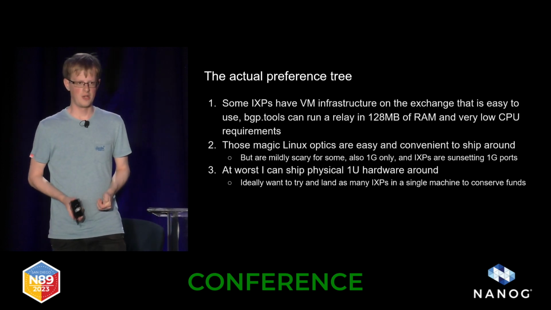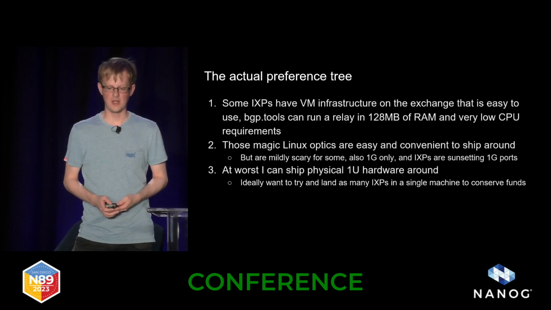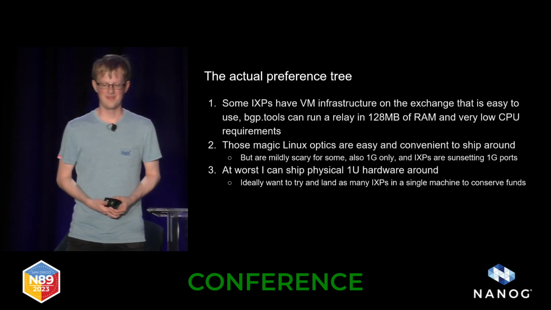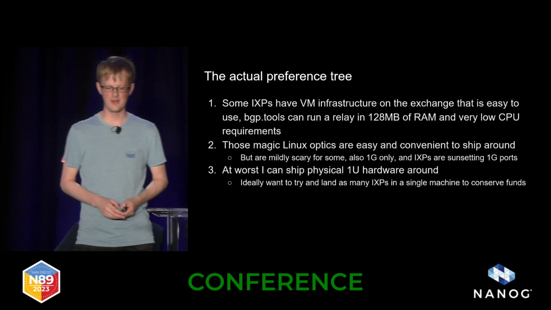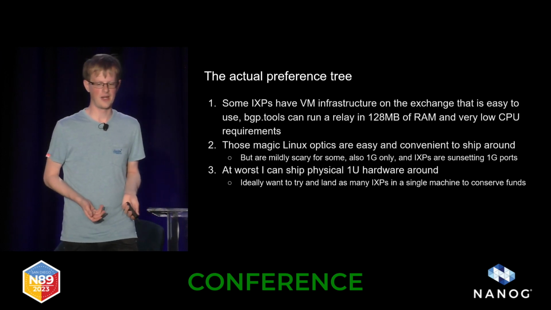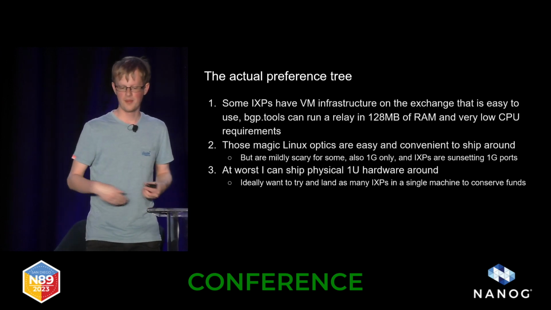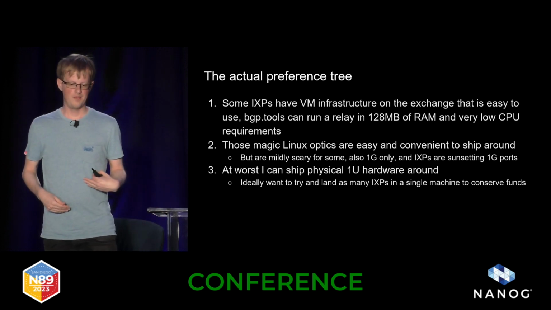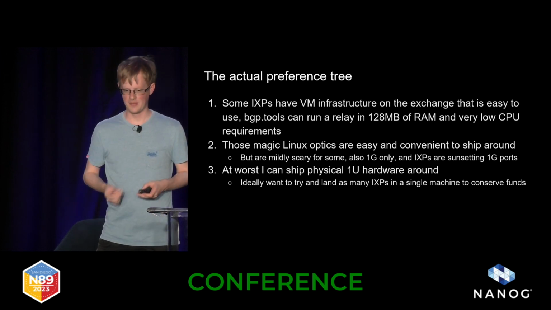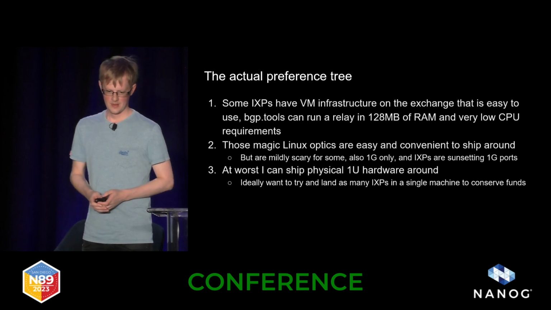Obviously, people are pretty scared of inserting these magic SFP optics into their switches, but it is sometimes a very useful alternative. They're also only 1 gigabit, and a lot of IXPs are sunsetting their 1 gig port service. And at worst, finally, I can sometimes ship physical 1U hardware around if it's viable. But obviously, you want to try and avoid doing this as much as possible because the power costs, certainly in Europe, make this extremely expensive in the long run. And also, because I am British and because my country decided to leave the European Union, this makes it particularly difficult to ship stuff around.